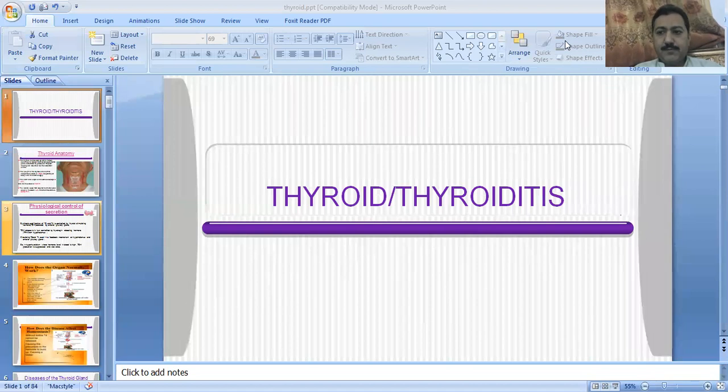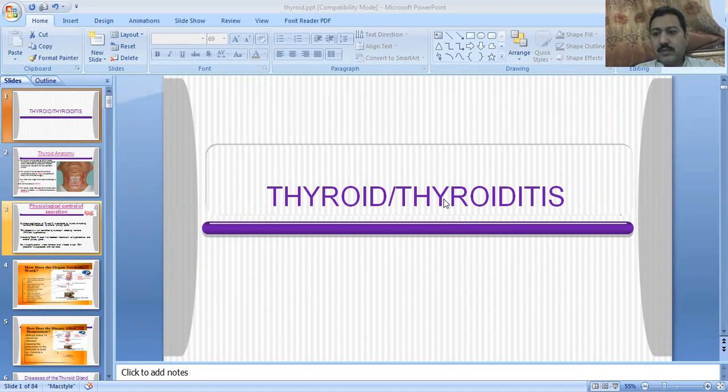The topic of discussion today is thyroiditis, which is basically an inflammatory condition of the thyroid gland. When there is inflammation in the thyroid follicular cells of the thyroid gland, it is called thyroiditis. So this occurs in the structure of the thyroid.